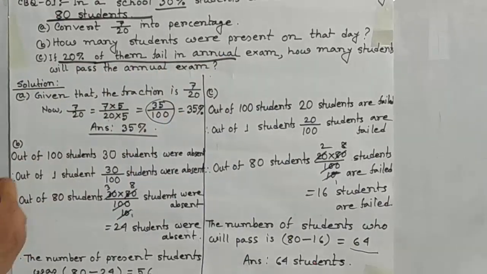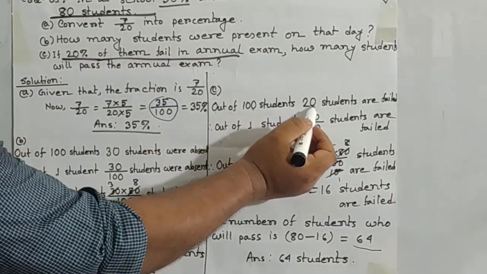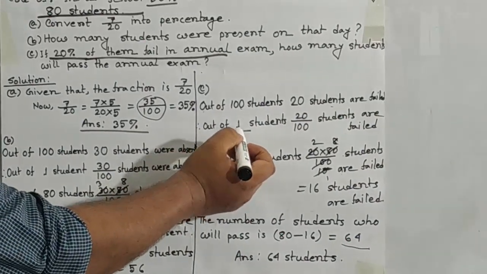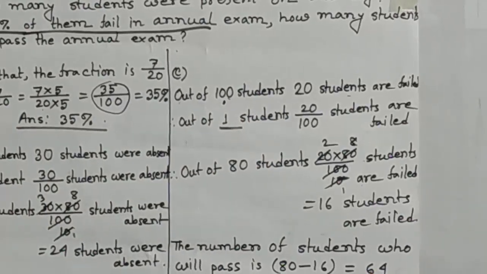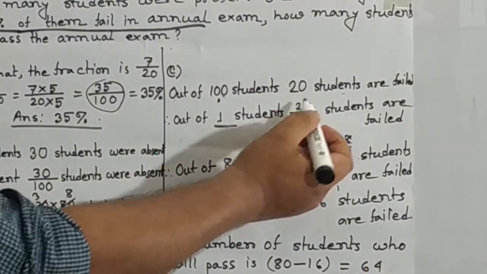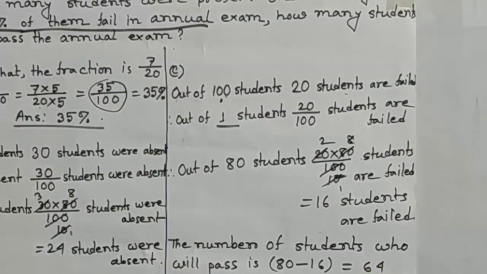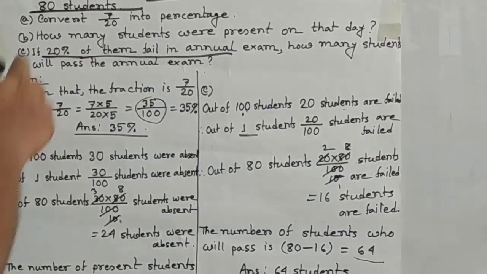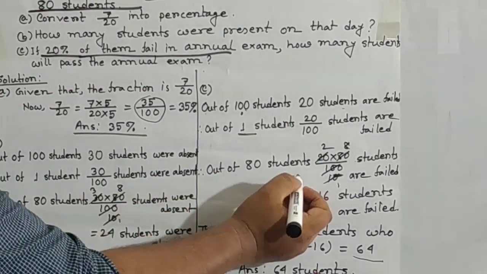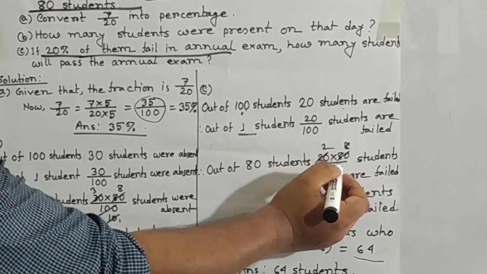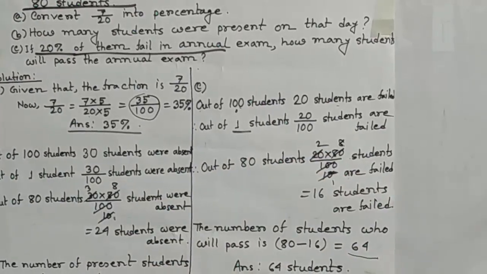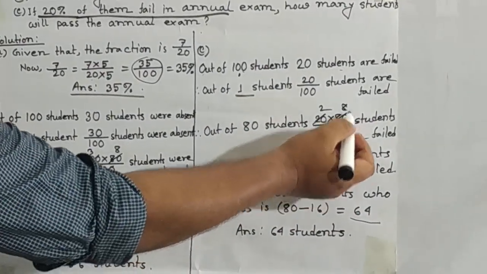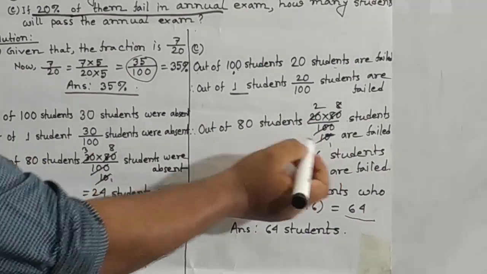20% of them fail in the annual exam means out of 100 students, 20 students are failed. So therefore out of 1 student, this 1 is less than 100. For this reason, division will happen. That means 20 by 100 students are failed. Here total students are 80. So now we find out the failed students out of 80. That means out of 80 students, 20 multiplied by 80 divided by 100 students are failed. Now we cut this number by 10. 80 is cut by 10 and we get 8. 100 is cut by 10 and we get 10.